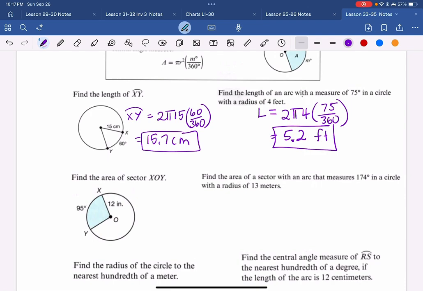Area uses the pi r squared. So we're going to do pi 12 squared, right? Open parentheses, 95 over 360. When we plug that in, we get 119.4 inches squared.